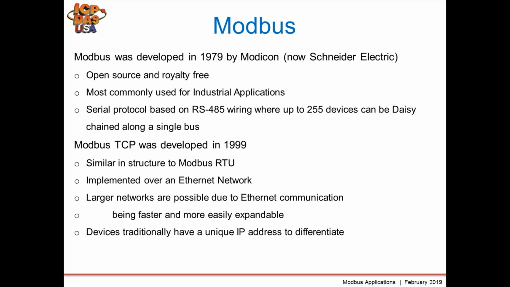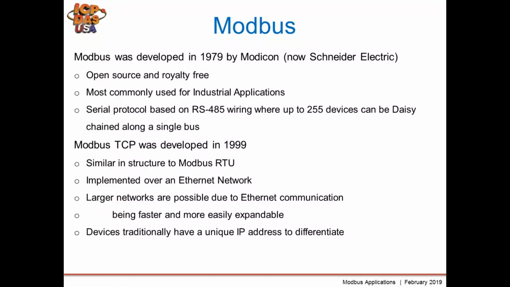along a single bus. Modbus TCP was developed in 1999. It's similar in structure to Modbus RTU, except it's implemented over an Ethernet network. Larger networks are possible due to Ethernet communication being faster and more easily expandable. Devices traditionally have their own unique IP address to differentiate, as opposed to different node IDs in Modbus RTU.